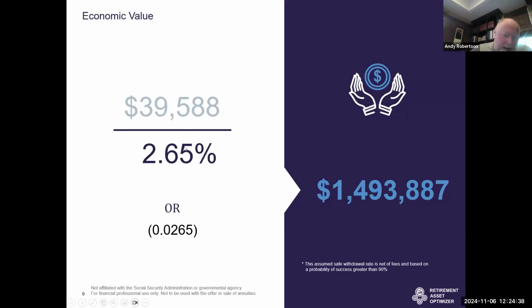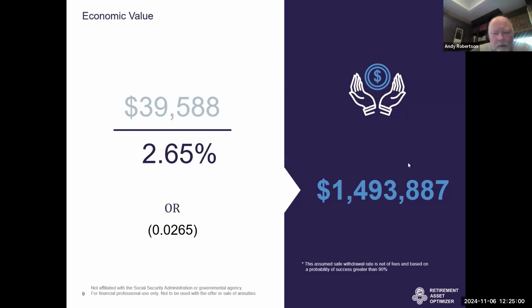Why do we have to get to a net in your pocket? Well, we need to get to the percentage we're going to have in hand that we can use to put $39,588 of additional income in the client's pocket. And once we get to that net in your pocket initial safe withdrawal rate number, we can back into the amount of capital that's required for us to match this 76% increase.